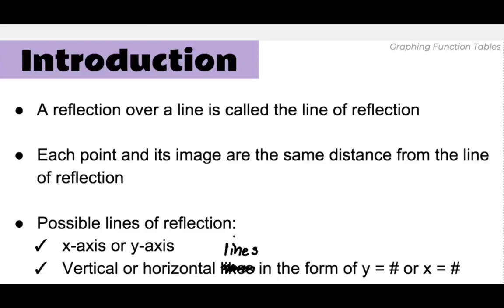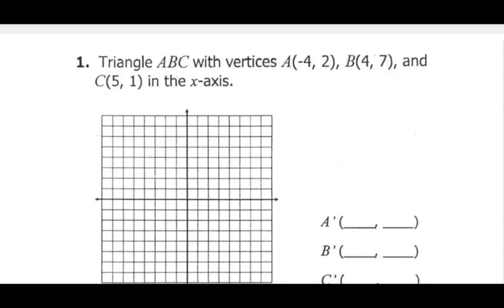So we're going to go through some examples. We're going to look at every single possible line of reflection. We'll do one of each type. And then you should be able to recreate them on your own. All right, so let's look at number one. Number one says we have a triangle ABC with vertices A, B, and C. The vertices are the points of the figure. Okay, so the ordered pairs of the corners is what they give you.